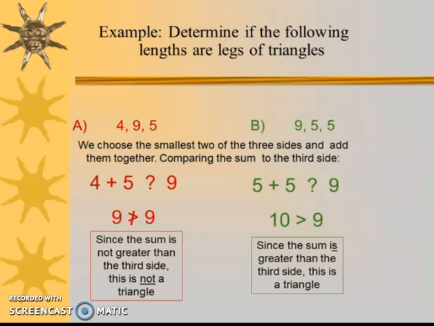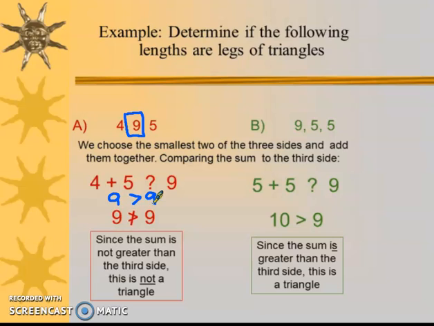So, if we look at these 2 examples, we have letter A: 4, 9, and 5. Well, 9 is definitely my largest number. So I'm going to take the 2 smaller numbers to start. In this case, I'm going to add 4 and 5. And we want to know, is 4 plus 5 greater than 9? Well, in this case, 9 is definitely not greater than 9. So the sides 4, 9, and 5 cannot make a triangle.